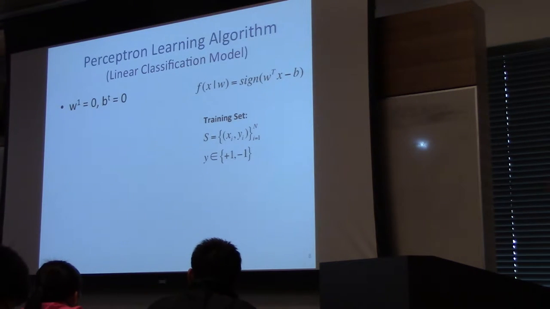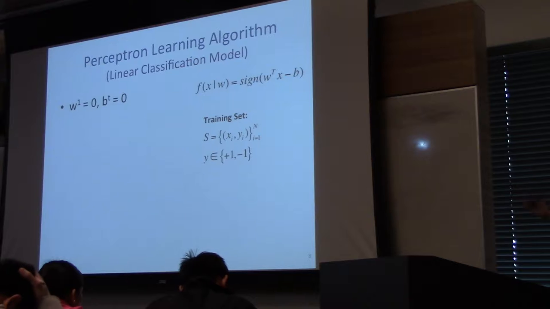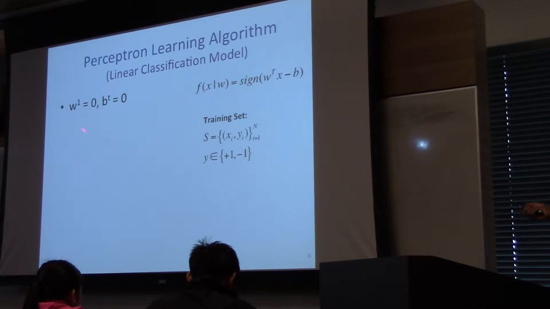Okay, so here I'm just going to formally describe the perceptron learning algorithm for linear classification, and then we'll walk through intuitively what's going on. So this is how the perceptron learning algorithm works. In this particular case, it's a linear model with a weight vector and a bias. And that should be 1, not t. I'll fix that. So you initialize all your parameters to be 0.